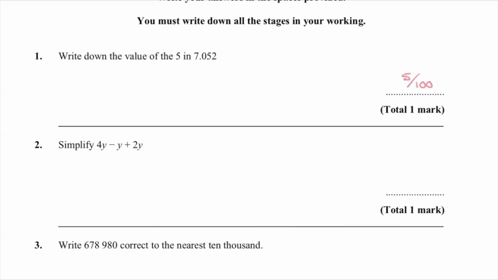Next one, I've got 4. If I take one away, I've got 3. If I add 2, I end up with 5. So I've got 5y.